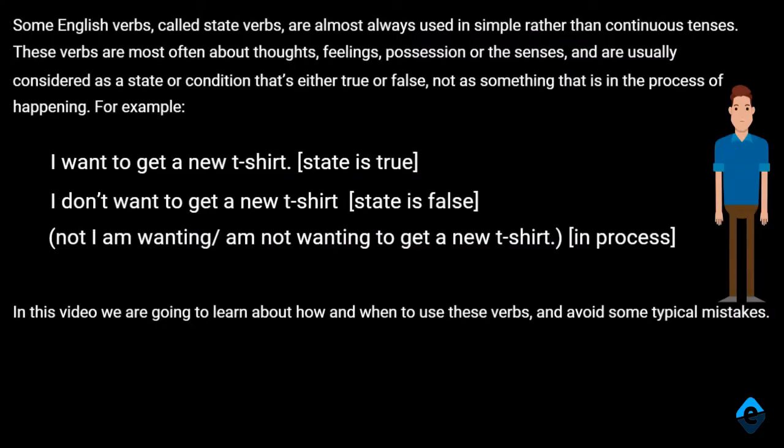Some English verbs, called state verbs, are almost always used in simple rather than continuous tenses. These verbs are most often about thoughts, feelings, possession or the senses, and are usually considered as a state or condition that's either true or false, not as something that is in the process of happening. For example, I want to get a new t-shirt. State is true. I don't want to get a new t-shirt, state is false. Not I am wanting/am not wanting to get a new t-shirt, in process.